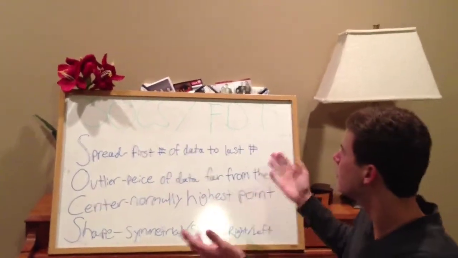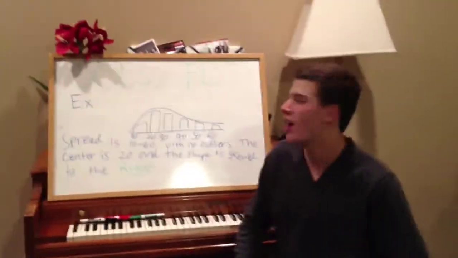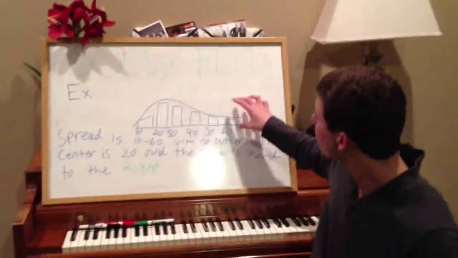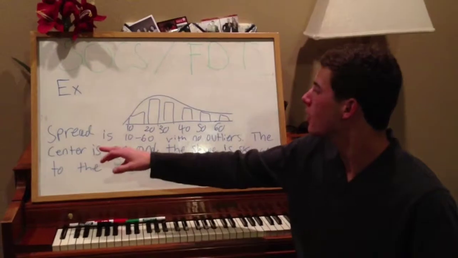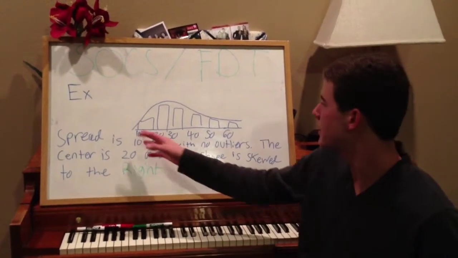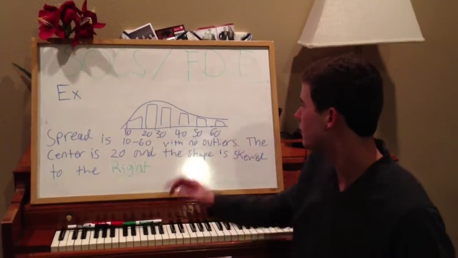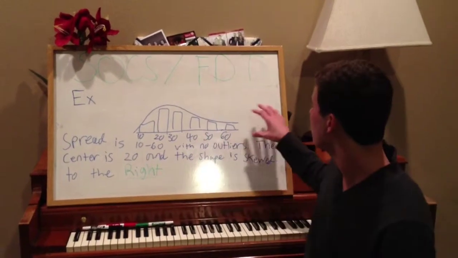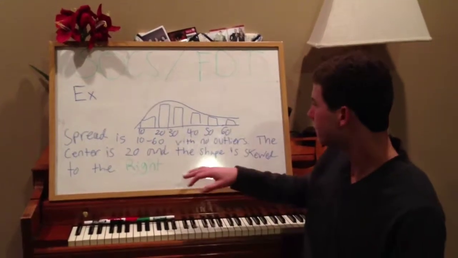Okay, here's an example of SOCS. Right here we have the graph, and that's what we're going to be describing. So the spread is 10 to 60 because that's the beginning number 10, and 60 is the last number. And there's no outliers because nothing's way up here.